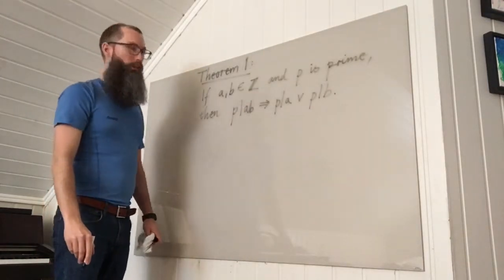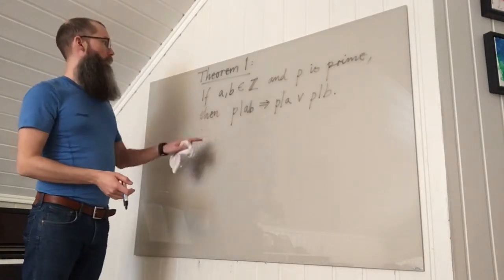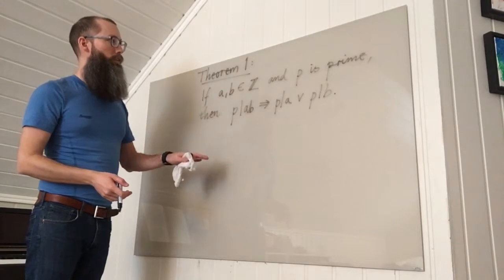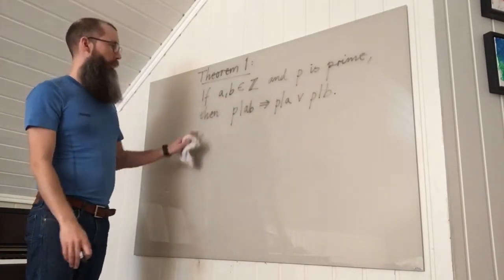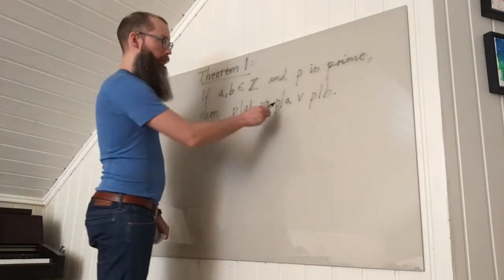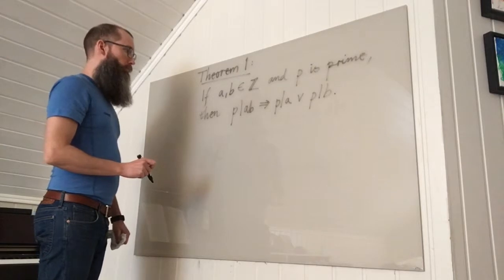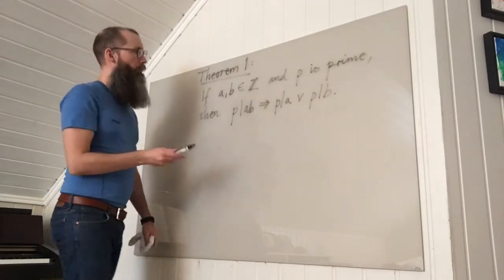I'm going to prove three results where we use coprimality. The first one is that if a and b are arbitrary integers and p is a prime number, then if p divides the product of a and b, then p has to divide one of the factors. So, to look at the proof.